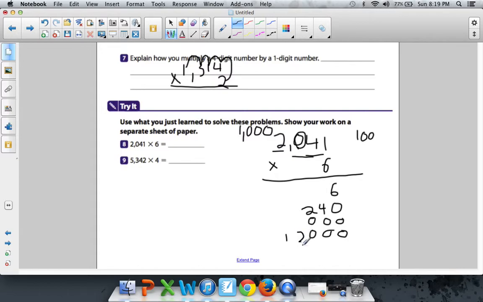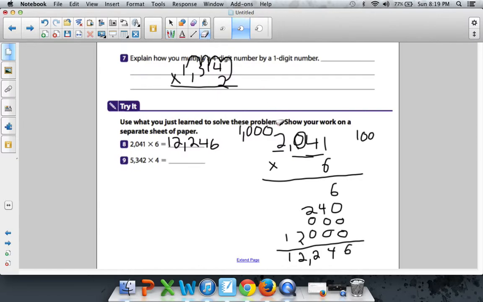And that's 12. Then at the very end you can add it all up. 6 plus all those zeros, easy. 4 plus those zeros, easy. 2 plus those zeros, easy. 2 plus nothing, 1 plus nothing. That might be something you've never seen before, but once you see it a couple times, it becomes very, very easy. Final answer, 12,246.